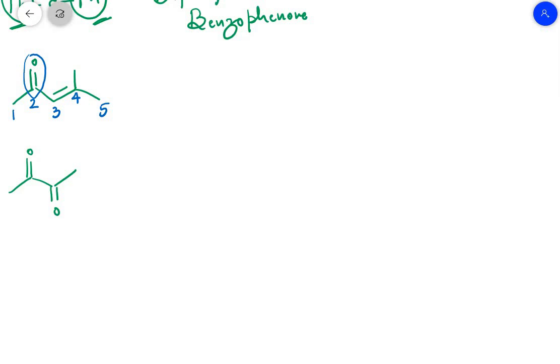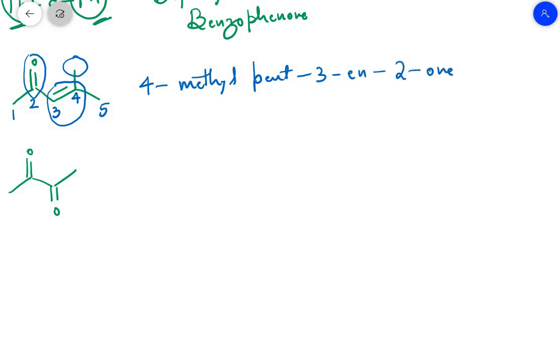So therefore that part becomes one substituent, that is a CH3, but it is present at the 4th position, and we are having a double bond between the 3rd and 4th carbon atom. So that is called ene, and hence the IUPAC name becomes 4-methylpent-3-en-2-one.